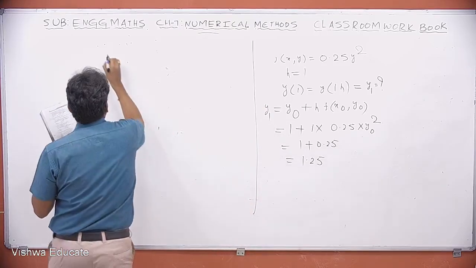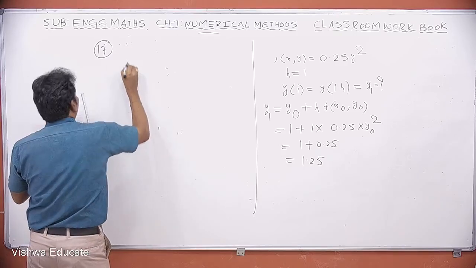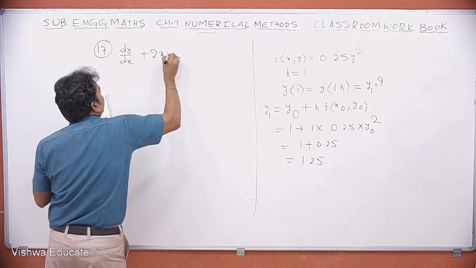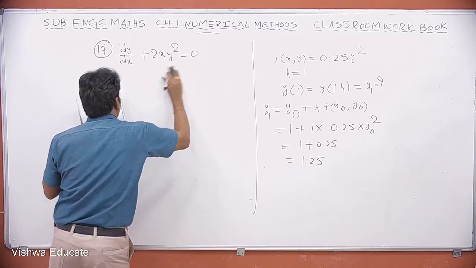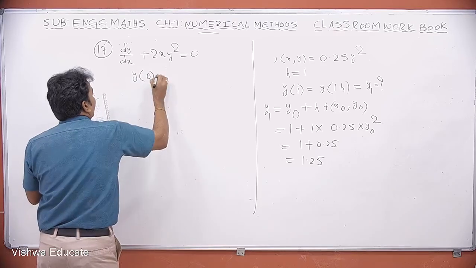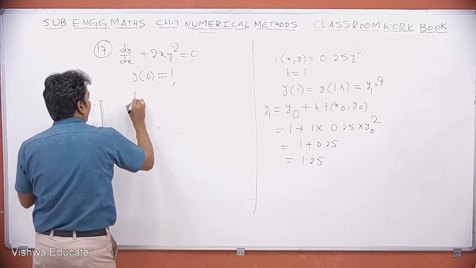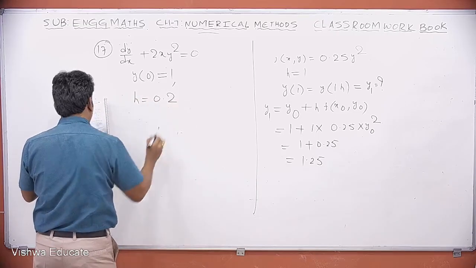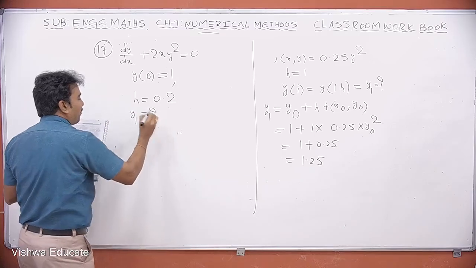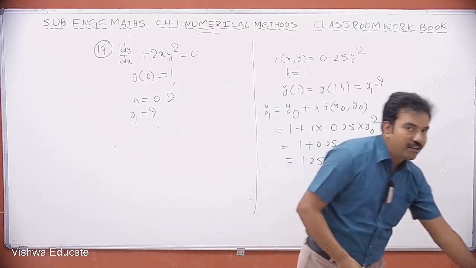Now let us move to question number 17. While solving numerically the equation dy by dx plus 2xy square equal to 0 using RK method of order 1 with a boundary condition y of 0 equal to 1 with a step size 0.2, find the value of y after the first step. That means we need to find the y1 value.